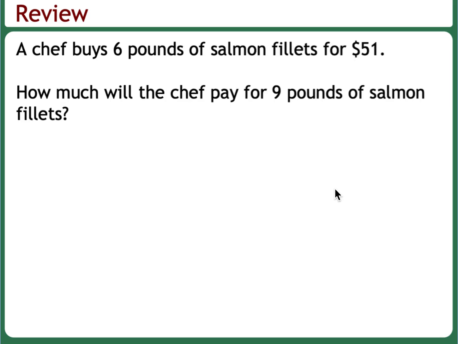All right, so now let's look at some word problems. So a chef buys 6 pounds of salmon fillets for $51. How much will the chef pay for 9 pounds of salmon fillets? So whenever you see a word problem like this, think ratio tables. So what are we comparing?